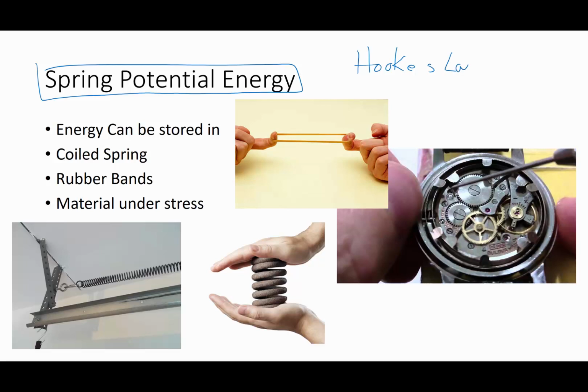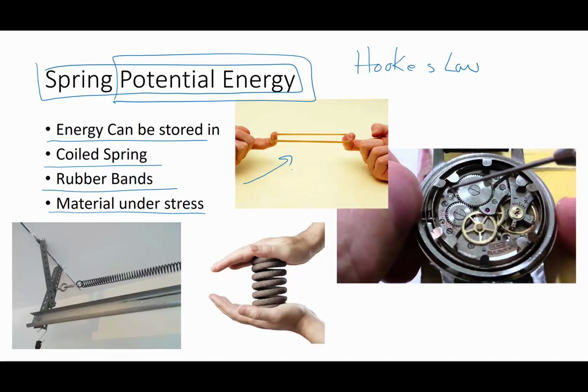Energy can actually be stored in some sort of a coiled spring or a rubber band or material that's under some sort of a stretch. You've all done this. You've taken a rubber band and you've pulled on it, and you've got energy stored into it because of its position, and any sort of position stored energy is potential.